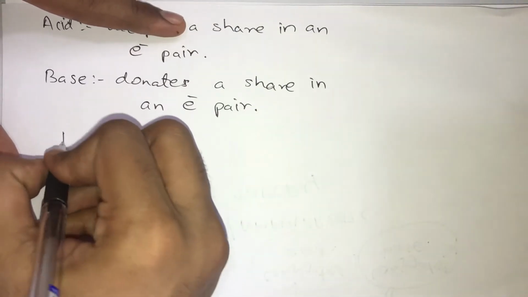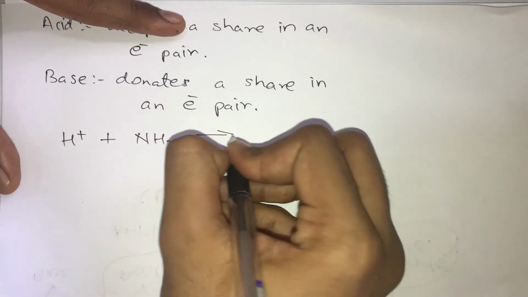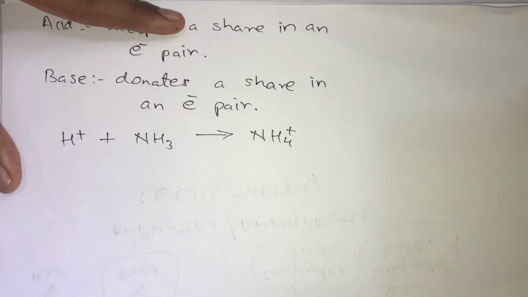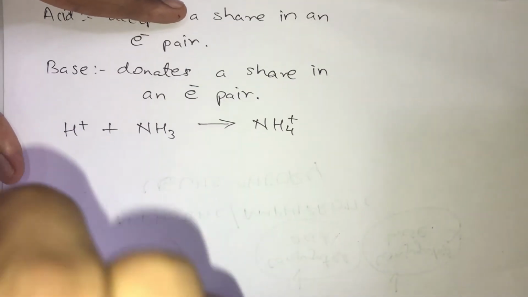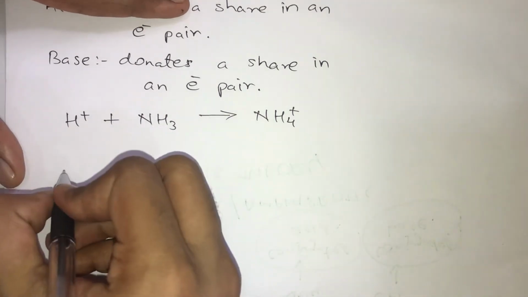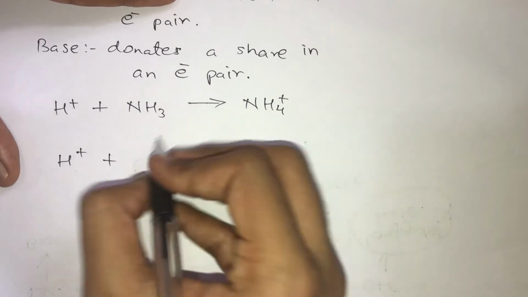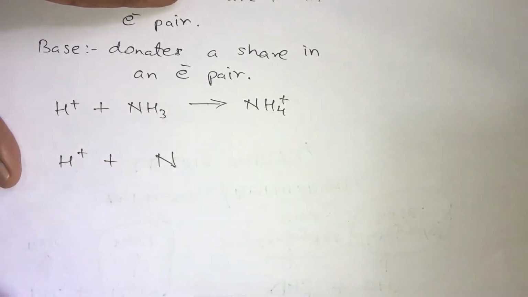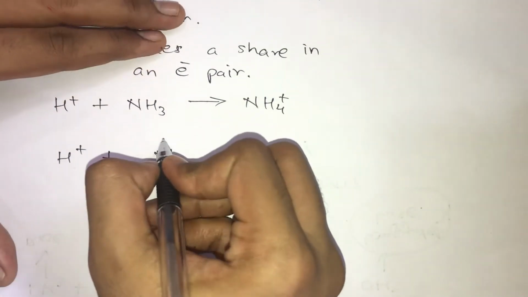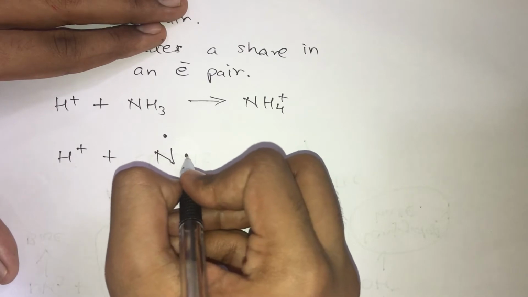Let's say H+ reacting with NH3 gives us NH4+. Now let us draw the dot and cross diagrams of this equation. So H+ combines with NH3. Nitrogen has 5 electrons in its outermost energy level, as we all know. So let me draw the 5 electrons over here.